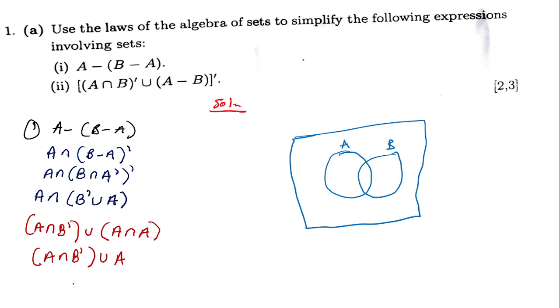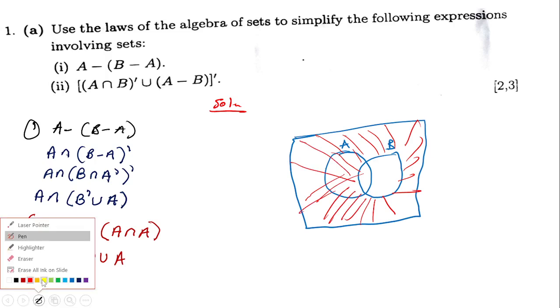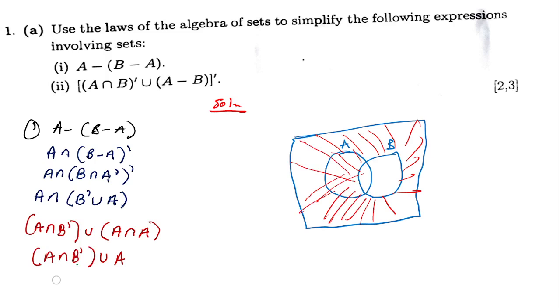B complement is simply anything outside B. So this is what we are looking for. Now if you look at A, set A is simply this particular set.